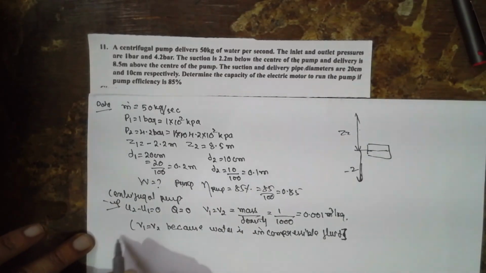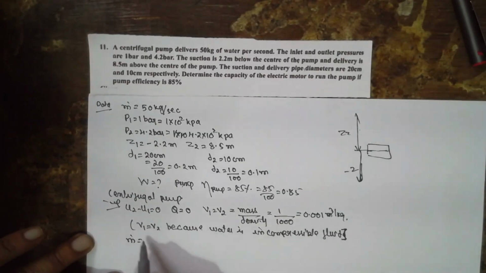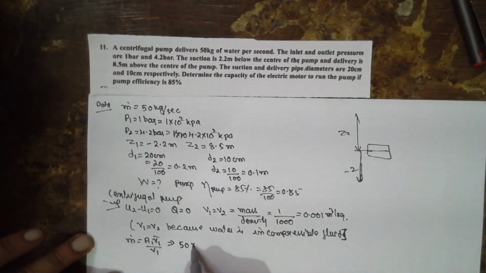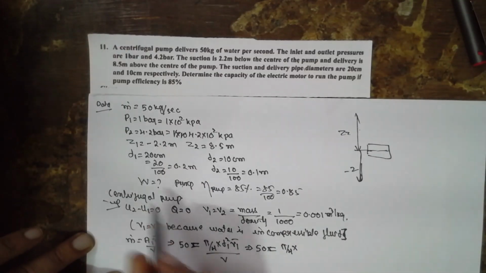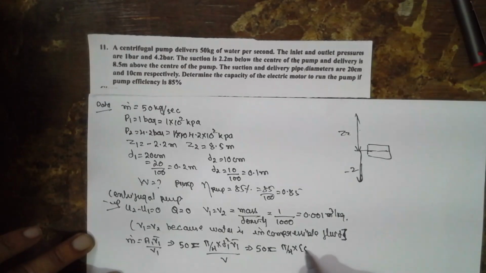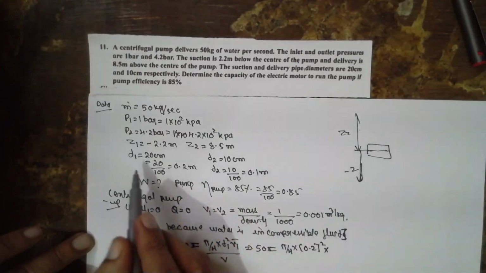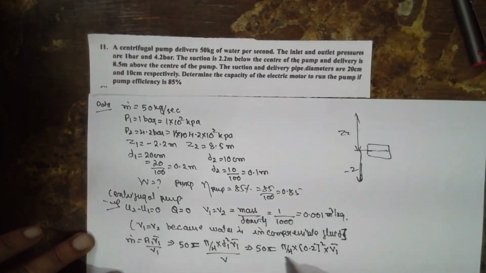How to find out velocity? We know the continuity equation: m dot is equal to A1 V1 bar divided by v1. Substitute the values. 50 is equal to the area of the pipe, pi by 4 into d square, V1 bar divided by v. 50 is equal to pi by 4 into the diameter at the inlet, 0.2 square. Velocity we need to find out. Specific volume is given as 0.001.